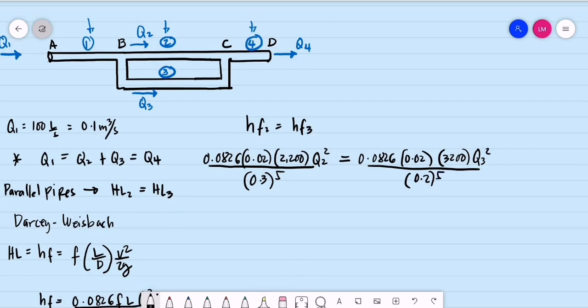So we may cancel the common terms for both sides of the equation, the 0.0826 and 0.02. So now we are to express what is the equivalent of discharge number 3 in terms of discharge number 2. Okay, so we have 2,200 divided by 0.3 raised to 5, or maybe we should be using the calculator.